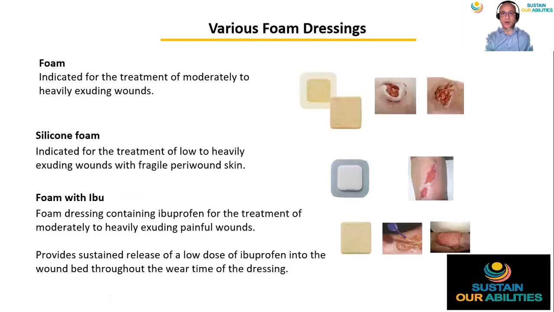We have various foam dressings. Foam indicated for the treatment of moderately to heavily exuding wounds. A silicone foam indicated for the treatment of low to heavily exuding wounds with fragile periwound skin, and foam with ibu. Foam dressing containing ibuprofen for the treatment of moderately to heavily exuding painful wounds and provides sustained release of a low dose of ibuprofen into the wound bed throughout the wear time of the dressing.